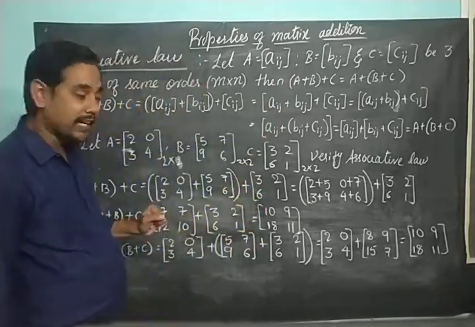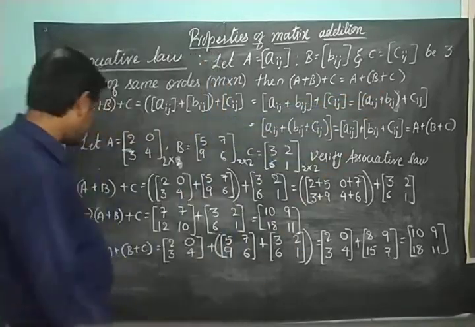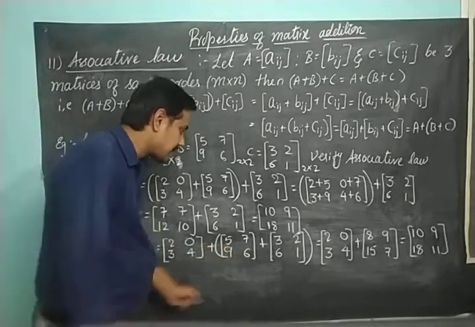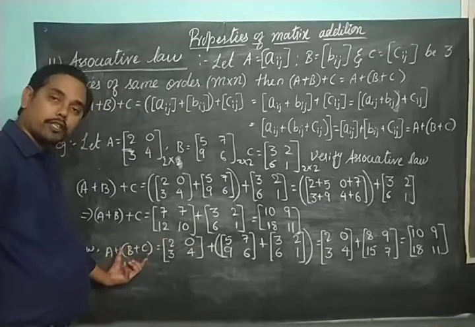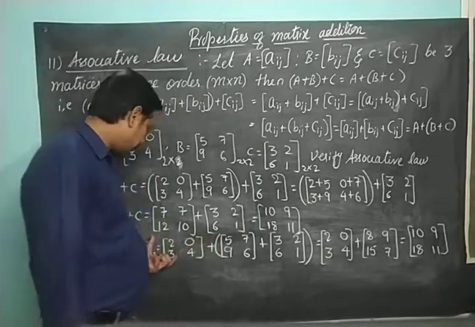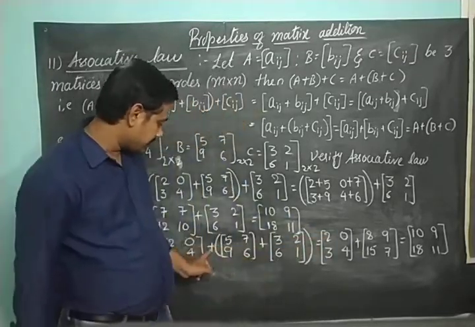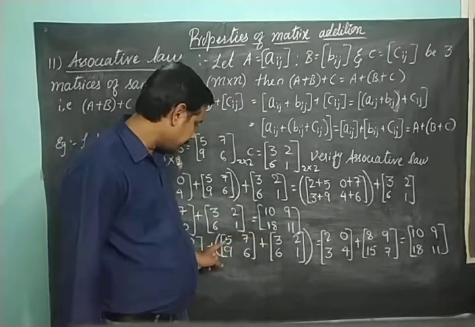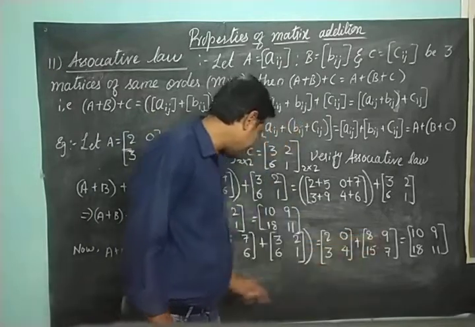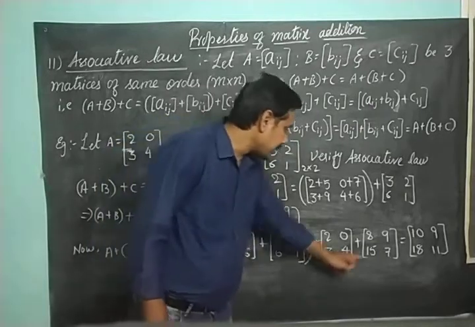Let us verify the RHS part. What is the RHS part? It is given by A plus (B plus C): A as it is, B plus C inside the bracket. What is the meaning of this? The bracket should be evaluated first. You keep 2, 0, 3, 4, that is matrix A, as it is here, plus what is inside the bracket? 5 plus 3 is 8, 7 plus 2 is 9, 9 plus 6 is 15, 6 plus 1 is 7.